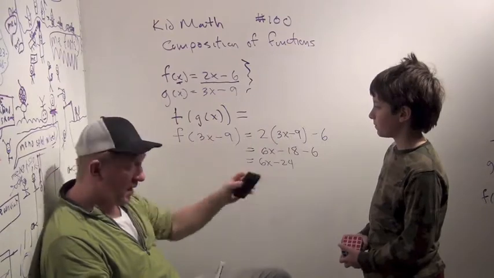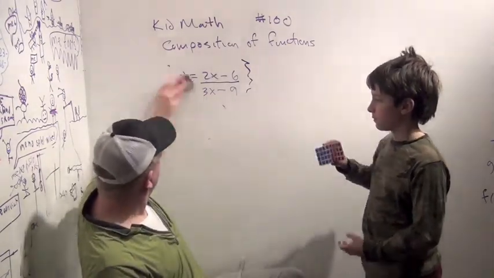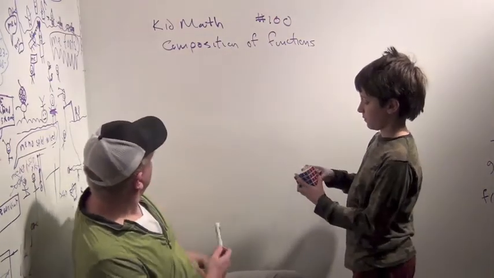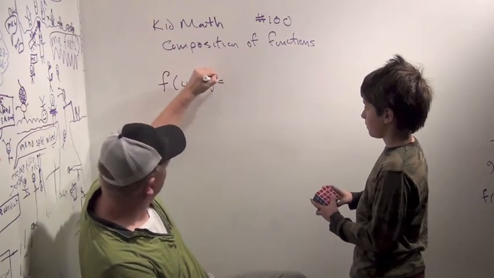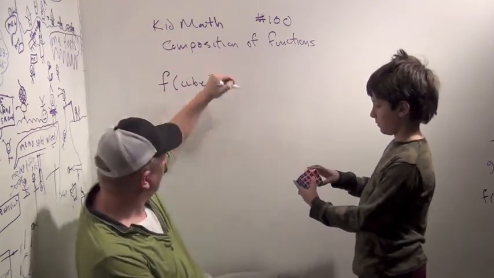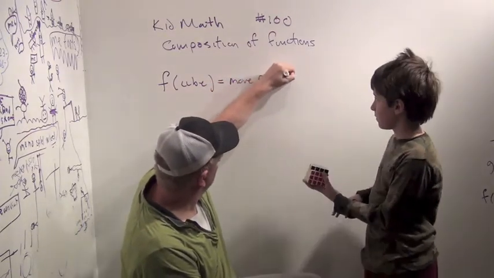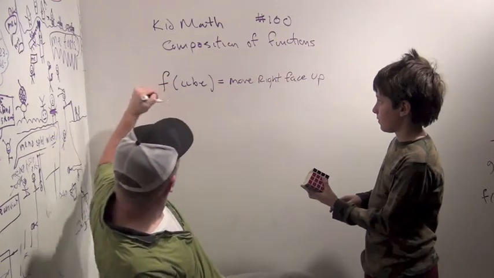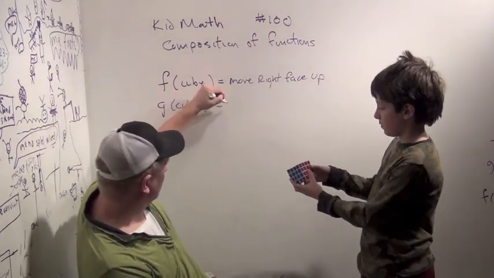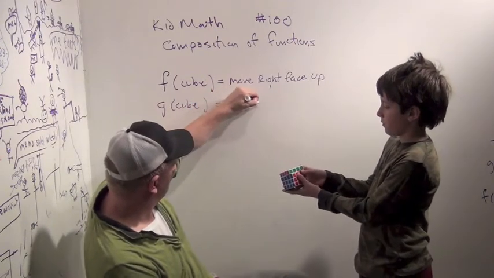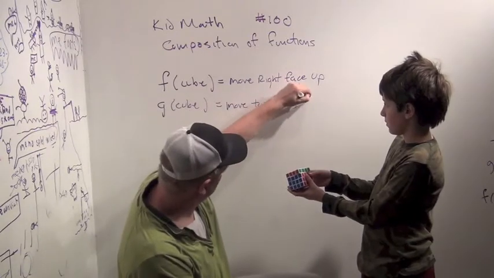The first one's going to be on a Rubik's cube. We're going to call f of cube equals move the right face up, like this. And we're going to call g of cube move the top face. Which way do you want to move it? Clockwise. Clockwise, okay.